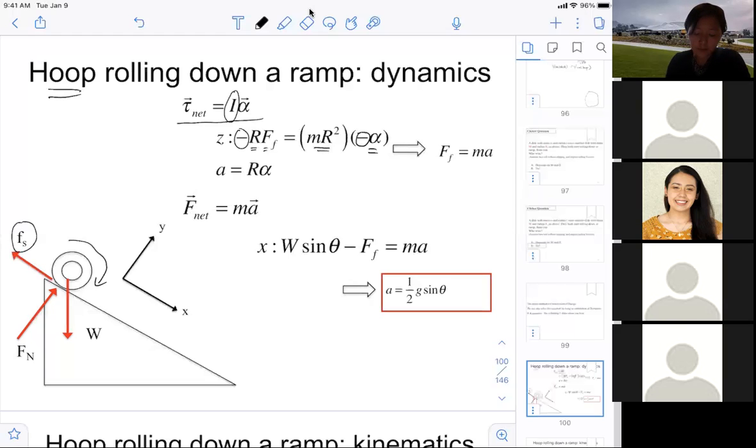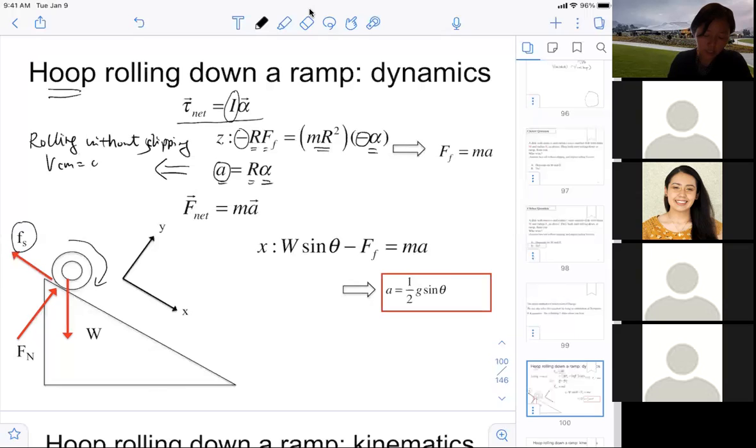And alpha times R is equal to A. Okay, so we have already seen this. Angular acceleration is related to linear acceleration by radius R. And this comes from rolling, again, rolling without slipping.